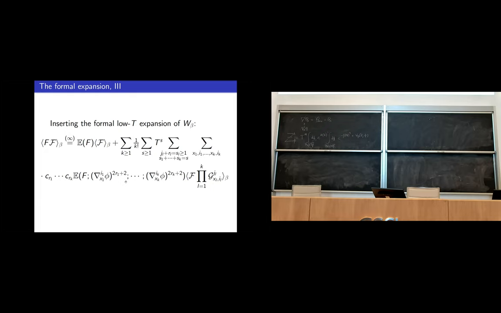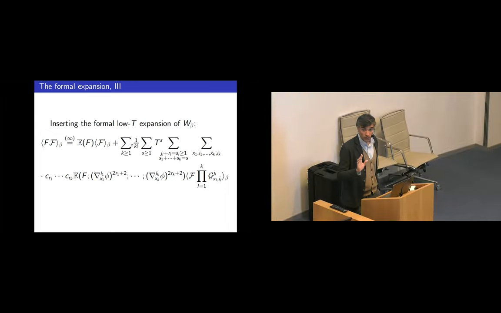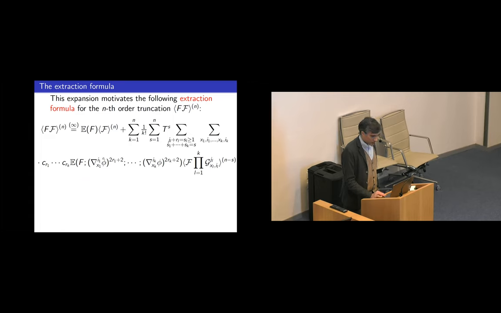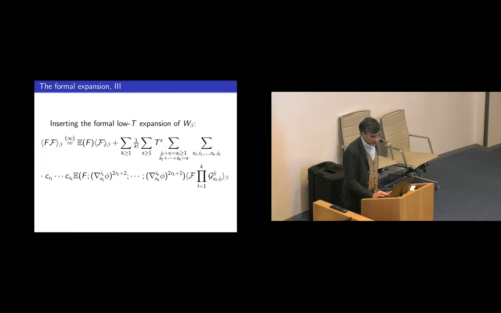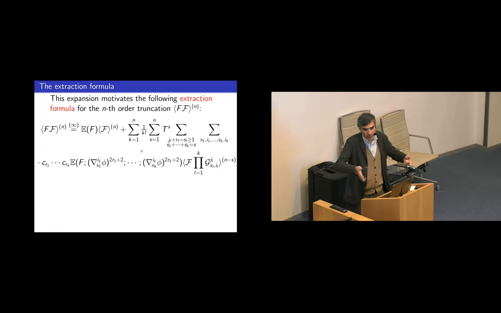It's not really important that you check the details. This is just to show that the low temperature expansion is very explicit. It's something that you can really write down at any finite order via a simple procedure. And the other thing that I would like you to appreciate is that once again, the dependence on the phis is only in terms of these gradients. Okay. So this is the formal expansion at all orders. Of course, you can truncate it at any finite order and obtain an expression for the nth order truncation of any correlation function. This is, if you like, the formula.